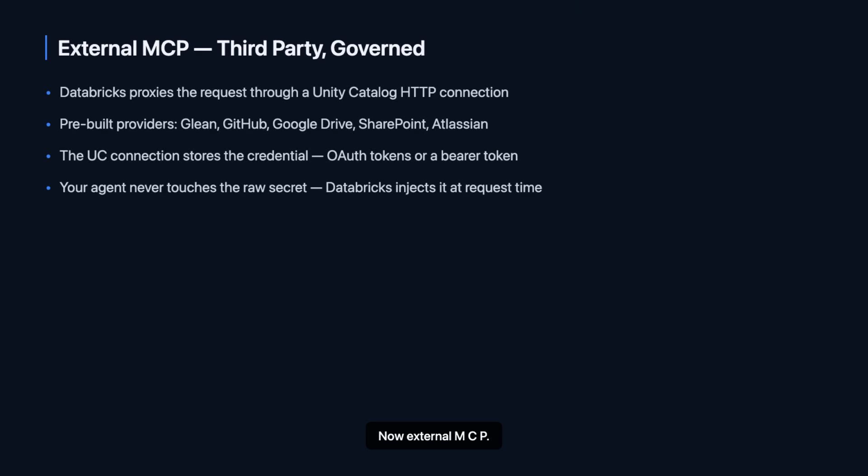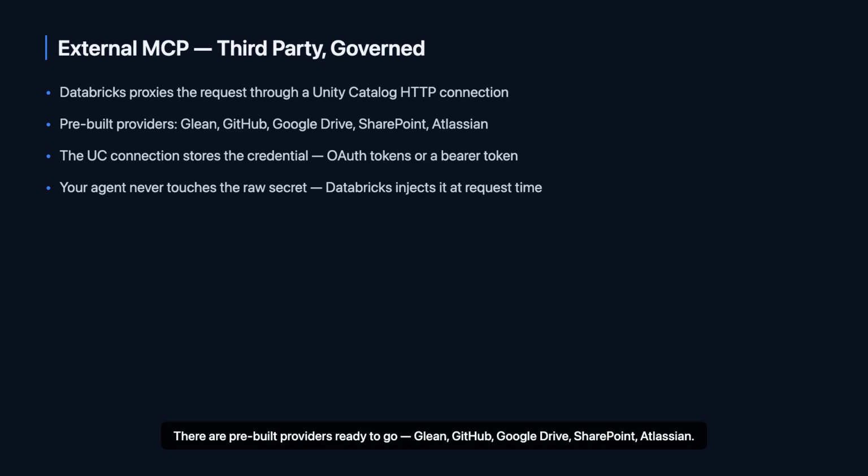Now external MCP. This is where Databricks proxies a third-party service for you, routing the request through a Unity Catalog HTTP connection. There are pre-built providers ready to go: Glean, GitHub, Google Drive, SharePoint, Atlassian. The UC connection holds the credential, either OAuth tokens or a static bearer token. The crucial property is that your agent never touches the raw secret. Databricks injects it at the proxy boundary, so the credential lives in governed Unity Catalog, not in your repo.